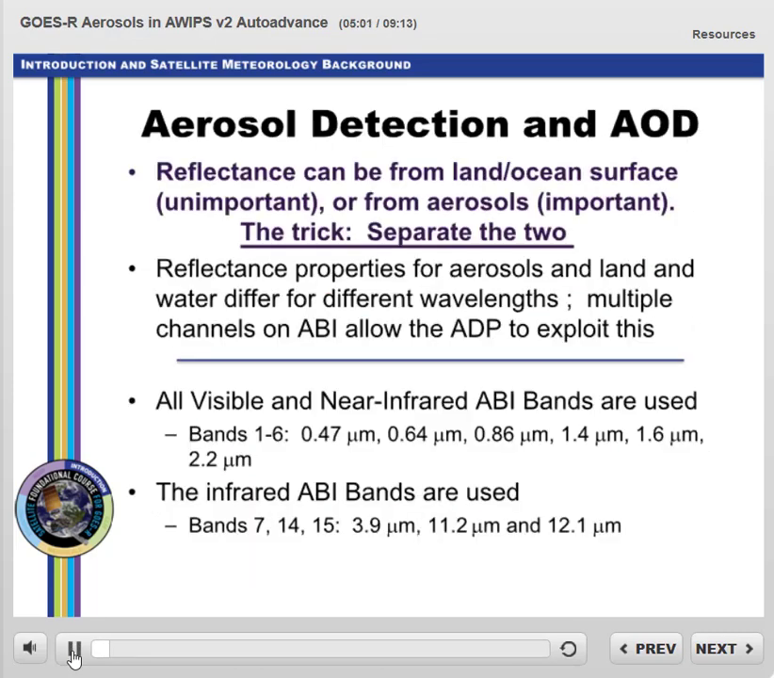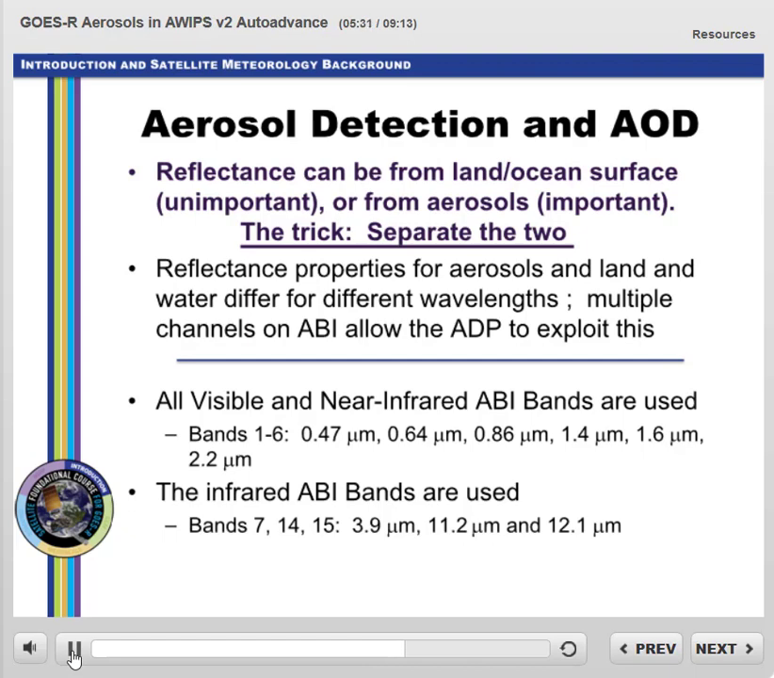To repeat, the Earth's surface can be highly reflective. Aerosols also affect reflectance in the atmosphere. The trick or challenge is to separate the effect of the surface, not so interesting, from the effect of the atmosphere, much more interesting. The effect of aerosols on reflected visible light varies with wavelength, so the multispectral observing abilities of GOES-R, or in polar orbiting satellites in the visible and the near-infrared, is key.